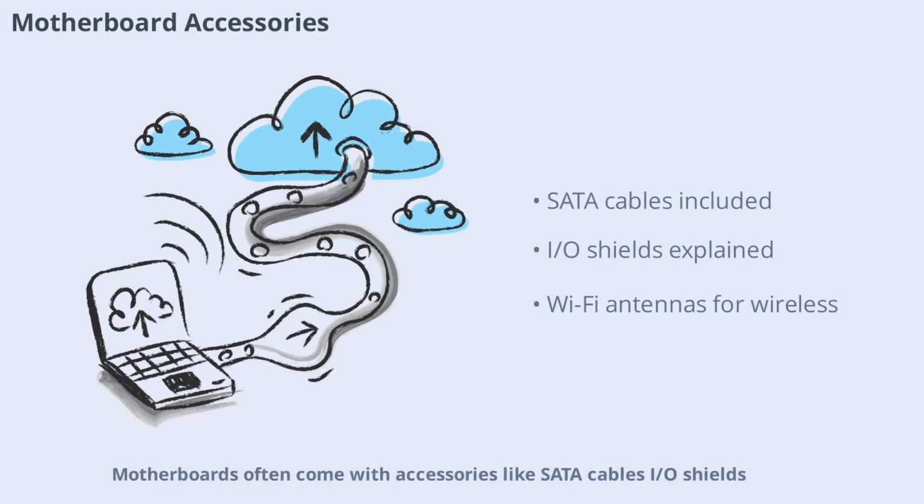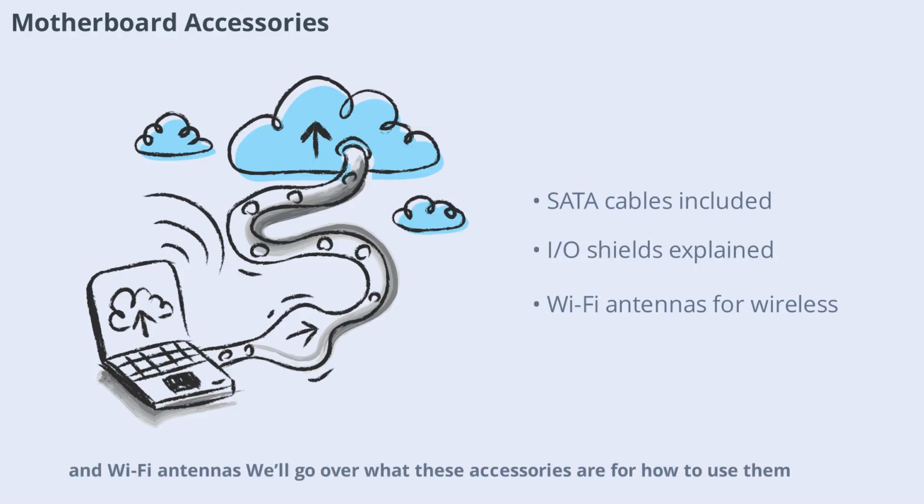Motherboards often come with accessories like SATA cables, I/O shields, and Wi-Fi antennas. We'll go over what these accessories are for, how to use them, and why they're important for a successful build.